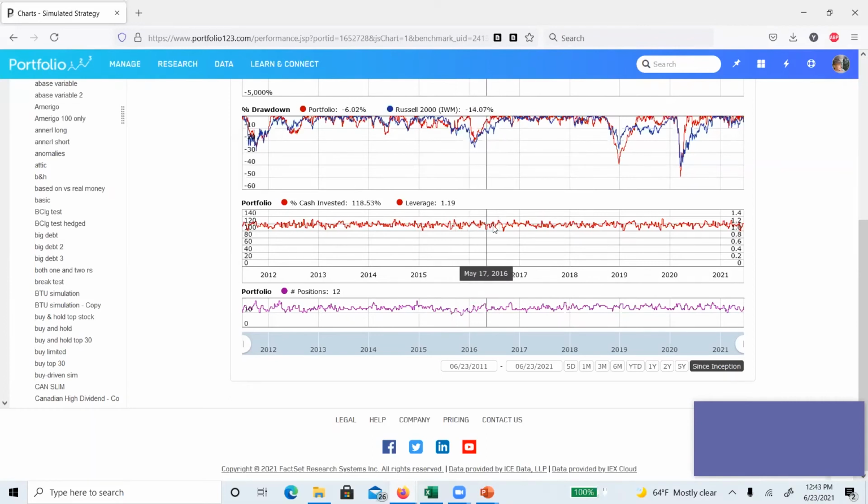Here I can see the leverage. The leverage is going up a little higher than I want it to. I don't really want to have 31% leverage. And so I might need to fiddle with my settings there.